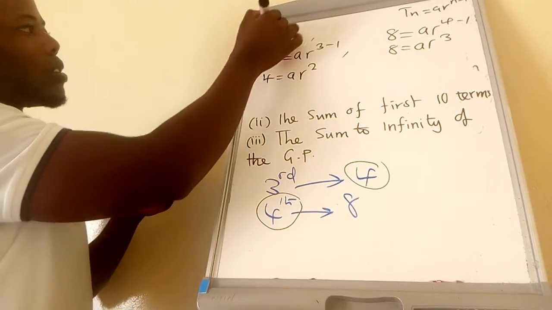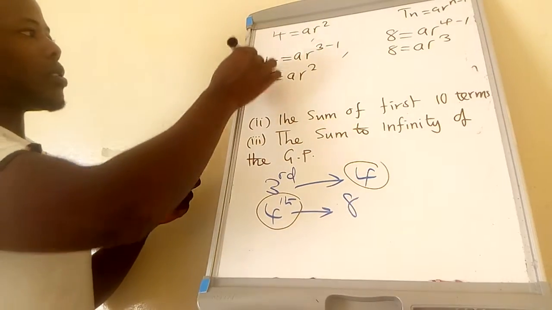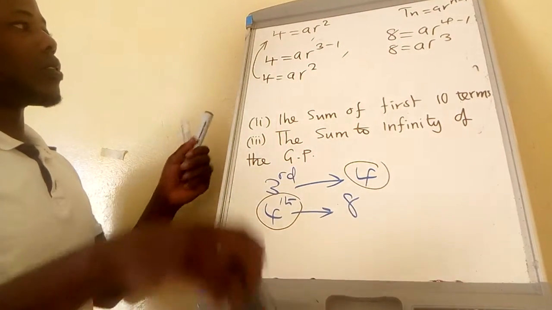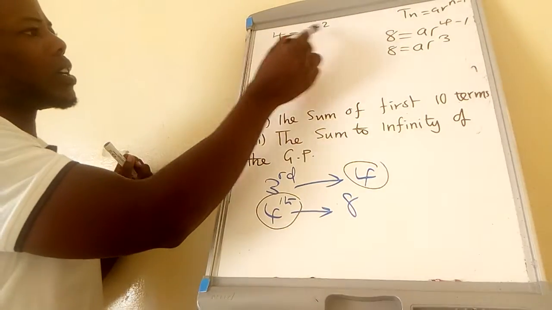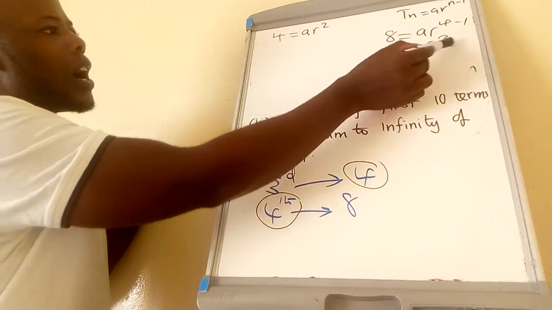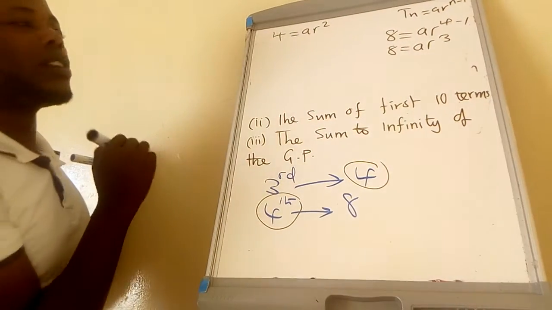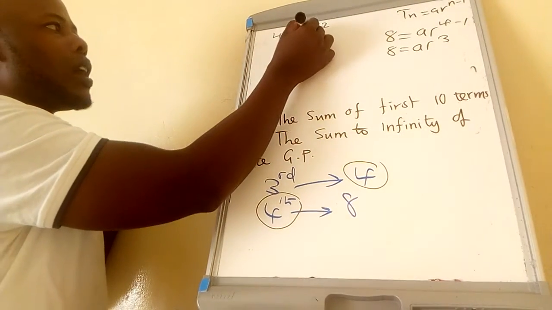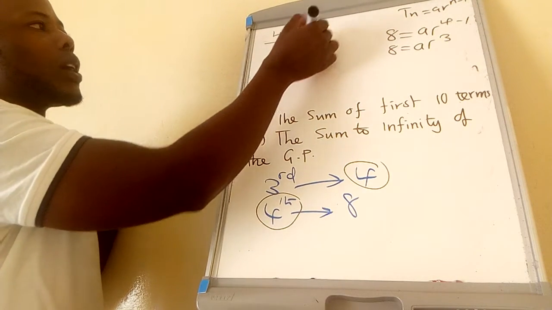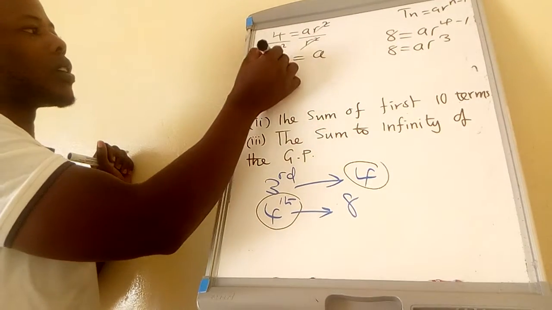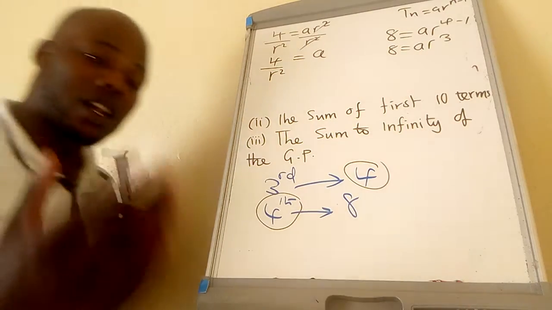We can copy this one, because this one is very important. I'll write it here so that I start my working from here. If you can see, we have A here and A here, R squared, R cubed. So I can make one of my A's the subject of the formula, either this one or this one. I'll go to this one. I'll make A the subject of the formula by dividing by R squared throughout. So A is equal to 4 over R squared.